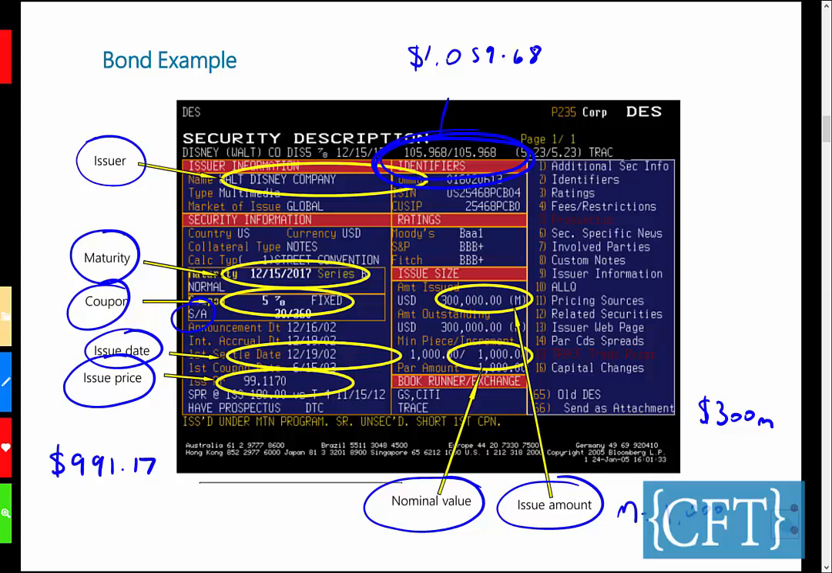And this is where we start talking about the primary and secondary markets again. This bond was issued in the primary market for a price of 99.170, and it's now trading in the secondary market for a price of 1,059.68. If you bought this bond in 2002, you would have received the coupons up until the current date, and you could now sell that bond on for a capital gain of around $60.